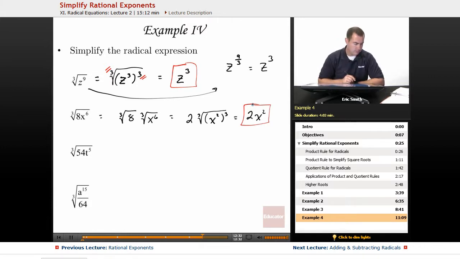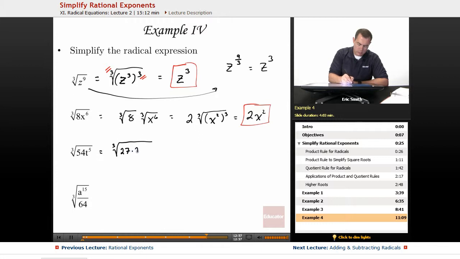All right, continuing on. I have the cubed root of 54t to the 5th. Now this one I'll try and break down as much as possible, but remember, if we have things that are still not cubic, we'll have to leave them underneath the root. So let's see. What cubic numbers can I find in 54? Well, that'd be the same as, say, 27 times 2. And then what cubic numbers could I grab from t to the 5th? Well, that's like t cubed and t squared.